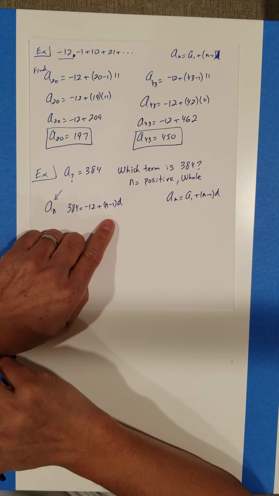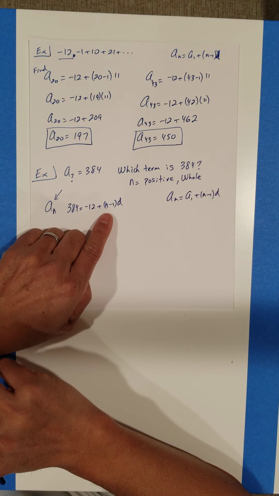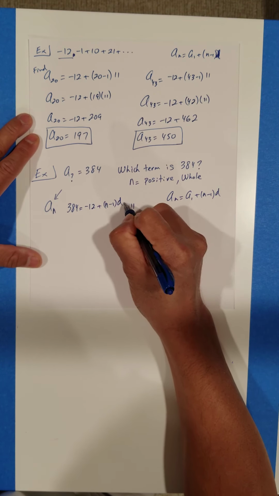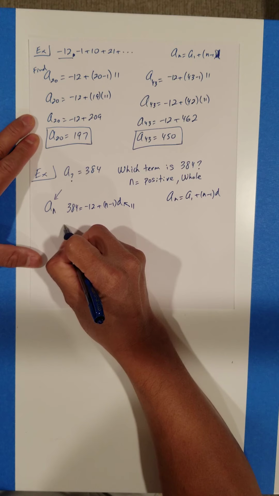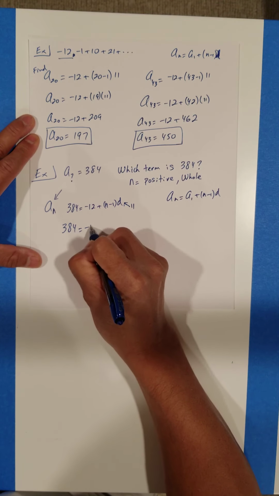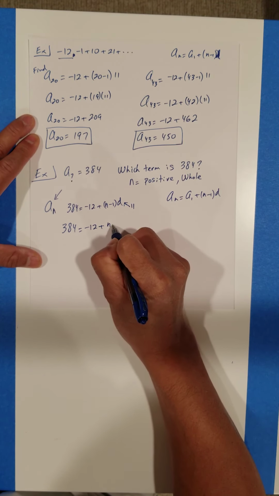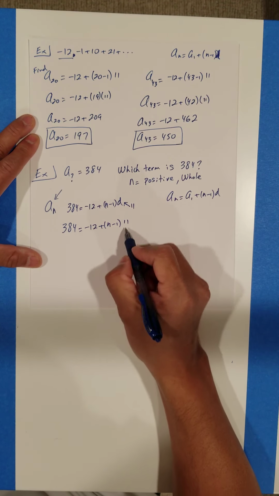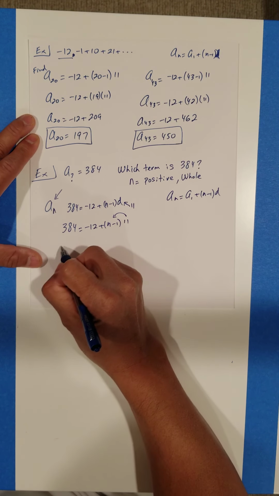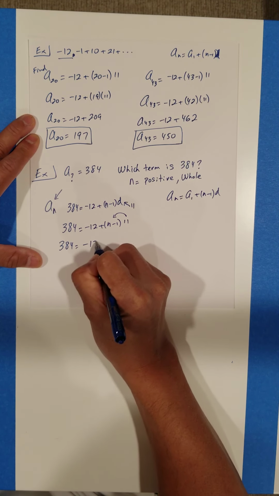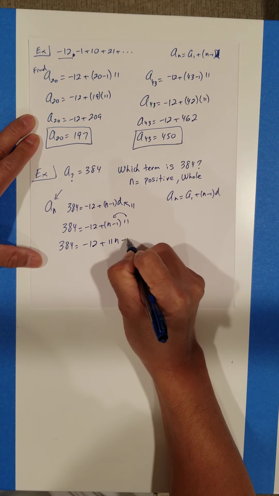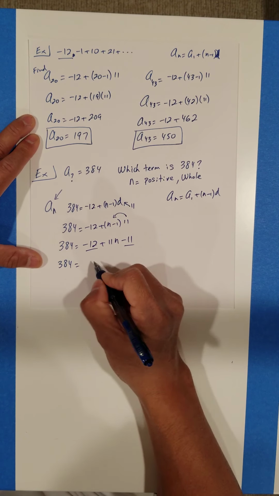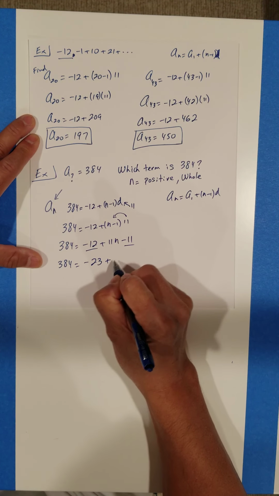Unfortunately, we don't know what n is, so we can't put anything there. But we know d. D is actually 11. So 384 equals -12 plus n minus 1 times 11. Up to you how you want to do this, but I would recommend distributing here. 384 equals -12 plus 11n minus 11. Combine like terms, right? 384 equals -23 plus 11n.